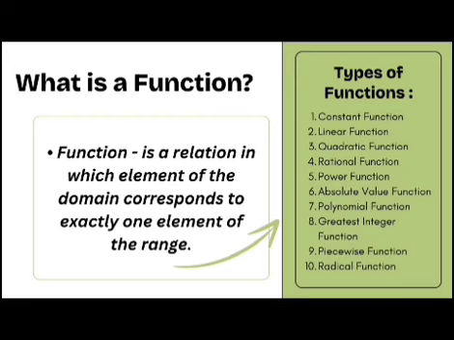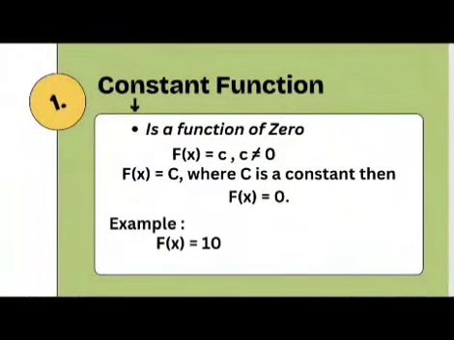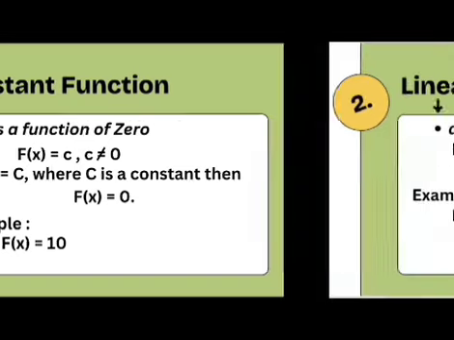Now, let's go on to the first part. Our first type of function is the constant function. A constant function is a function that has the same output value for every input value, like this equation: f(x) = c, where c is a constant value and c is not equal to 0. Here's an example: f(x) = 10.